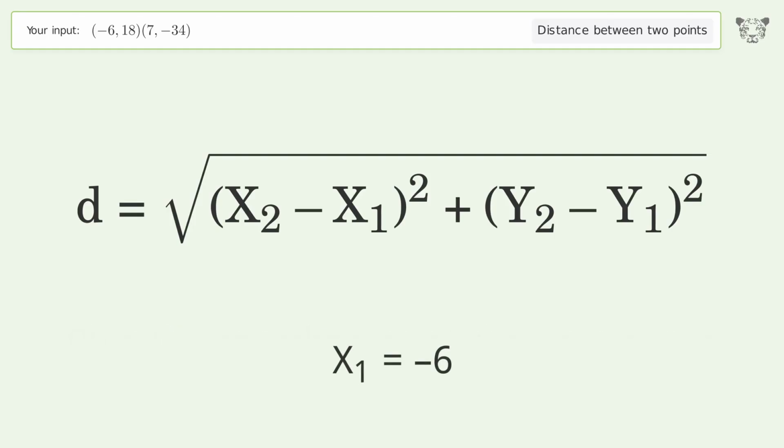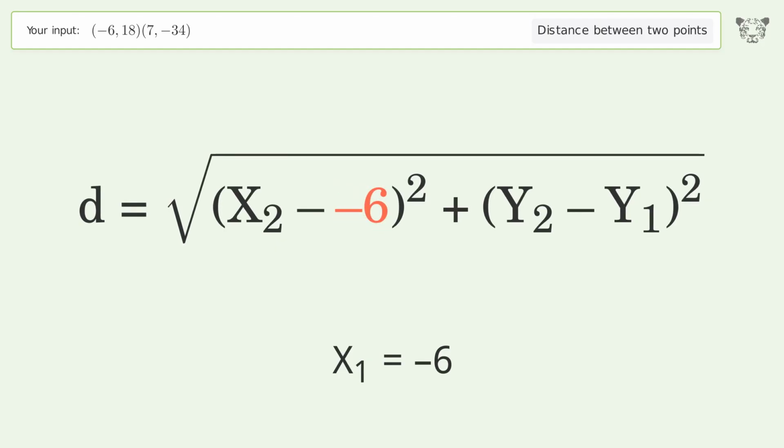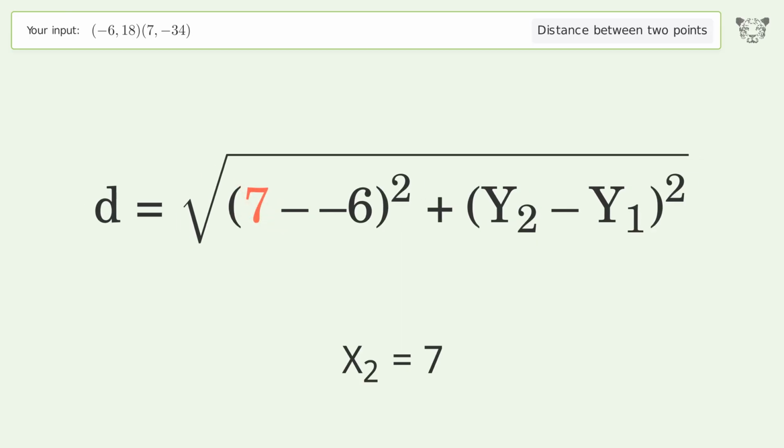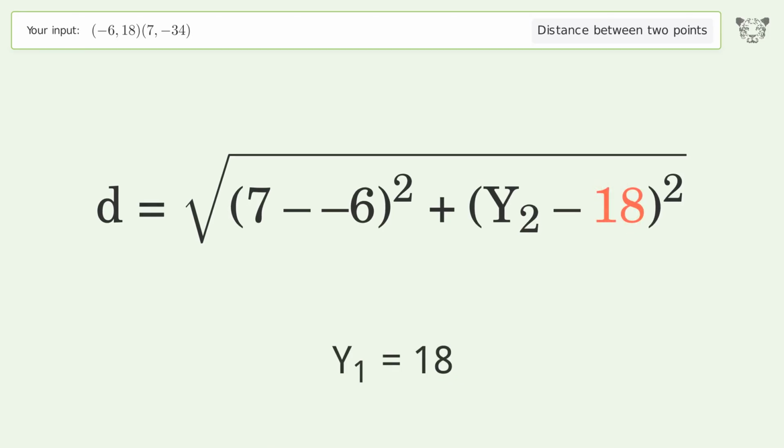x1 equals -6. x2 equals 7. y1 equals 18. y2 equals -34.